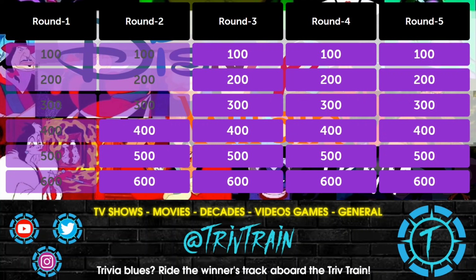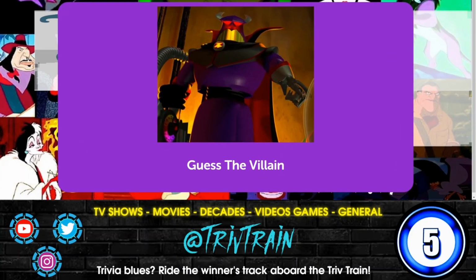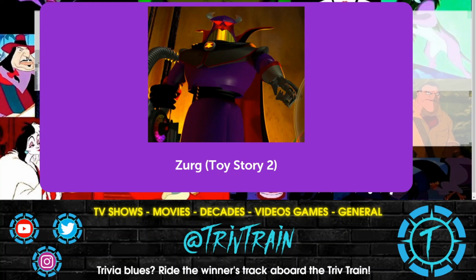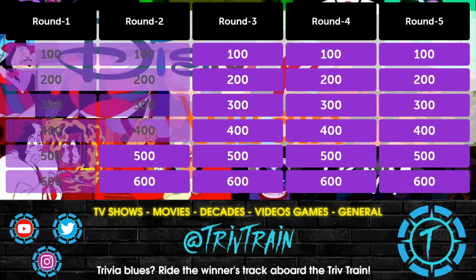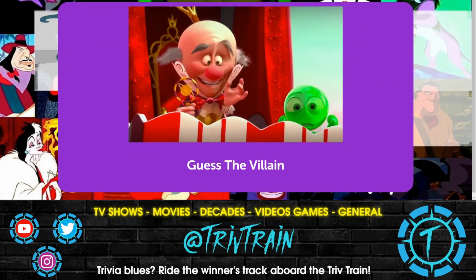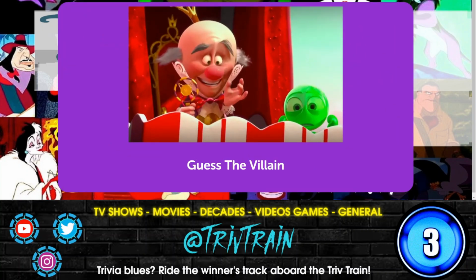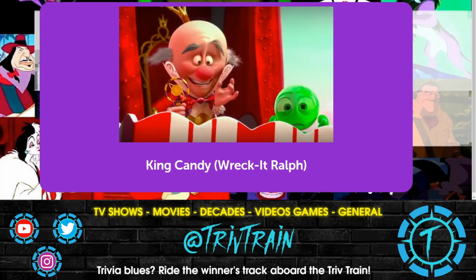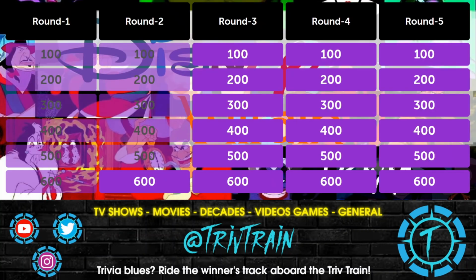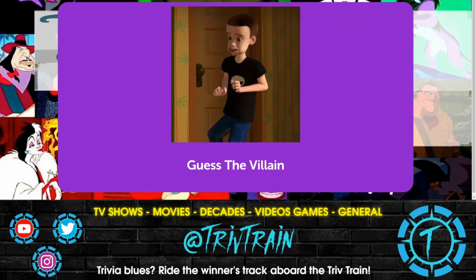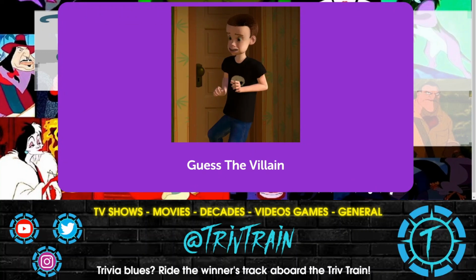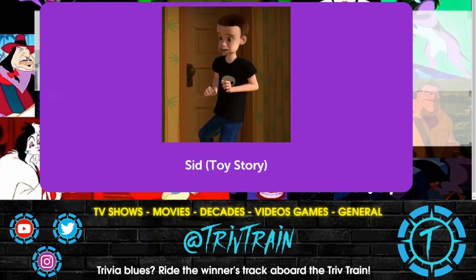Round 2 for 400. Guess the villain. The correct answer is Zurg from Toy Story. Round 2 for 500. Guess the villain. The correct answer is King Candy from Wreck-It Ralph. Round 2 for 600. Guess the villain. The correct answer is Sid from Toy Story.